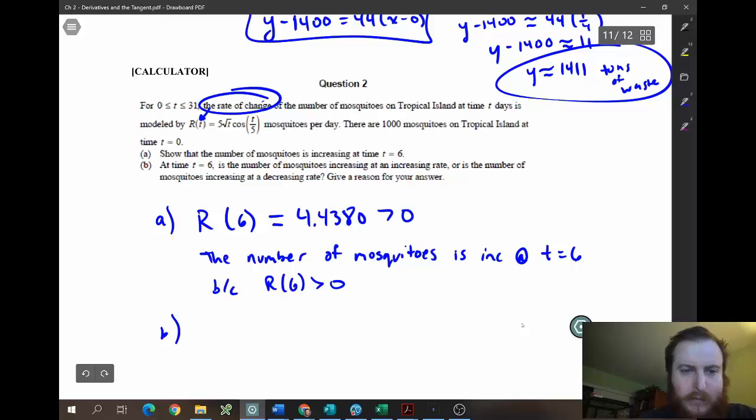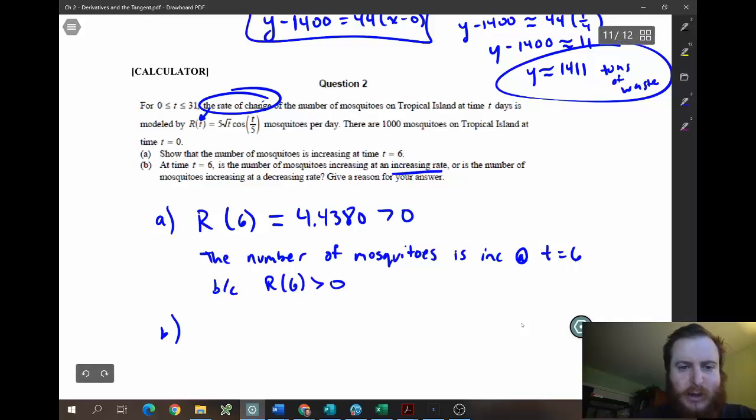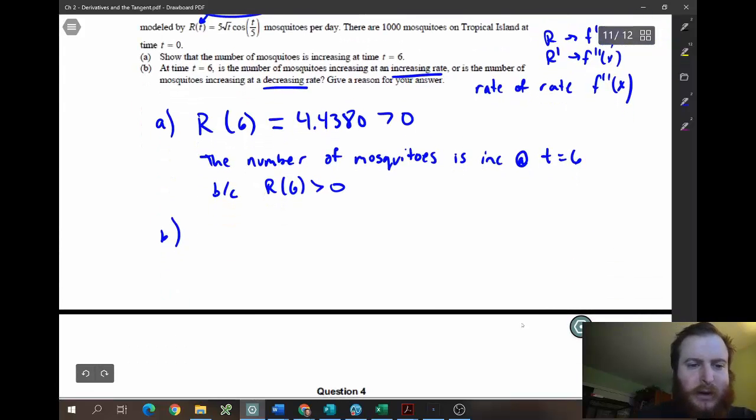And for B, at time 6, is the number of mosquitoes increasing at an increasing rate, or is the number of mosquitoes increasing at a decreasing rate? So we know it's increasing, but is that rate an increasing rate or a decreasing rate? And so the rate of the rate, that's generally f double prime of x. But remember that R was already f prime of x. So to get to f prime of x would be R prime. So when they ask this, they're just asking us to find R prime of 6.